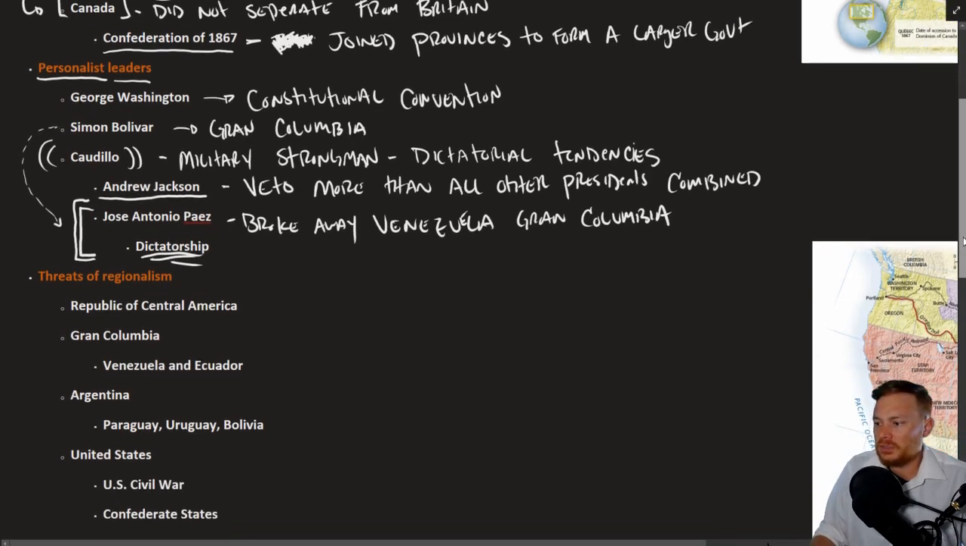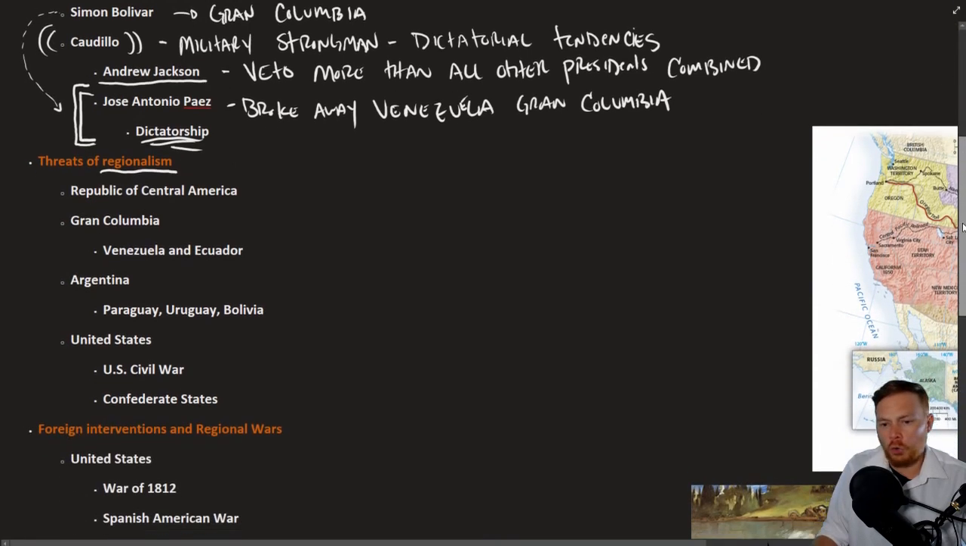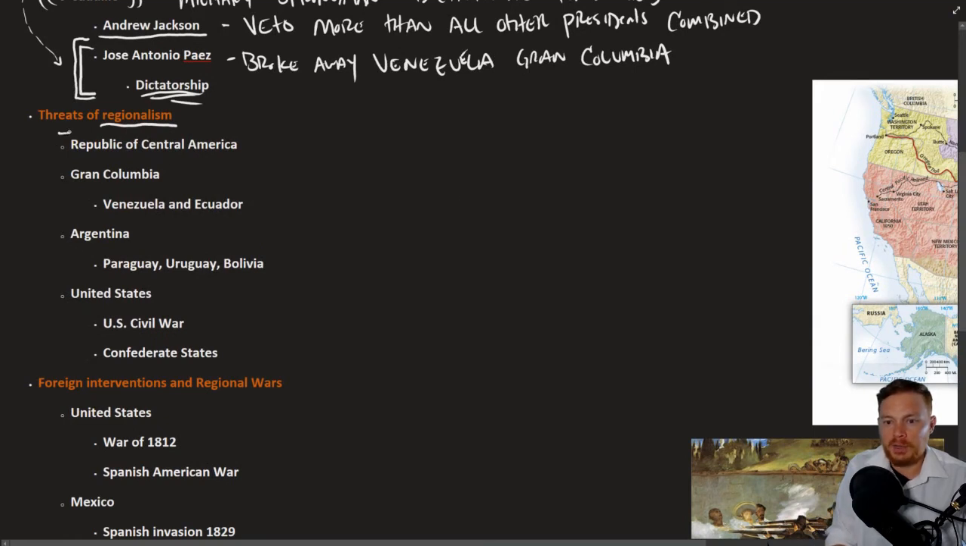Another threat, I would say, was not just from these particular leaders that had charisma and very strong traditions in the military, but another strong threat to creating orderly governments in the Americas included the various factions associated with regionalism, and we see this really all over the place. So, for example, the Republic of Central America eventually split into 5 different countries.